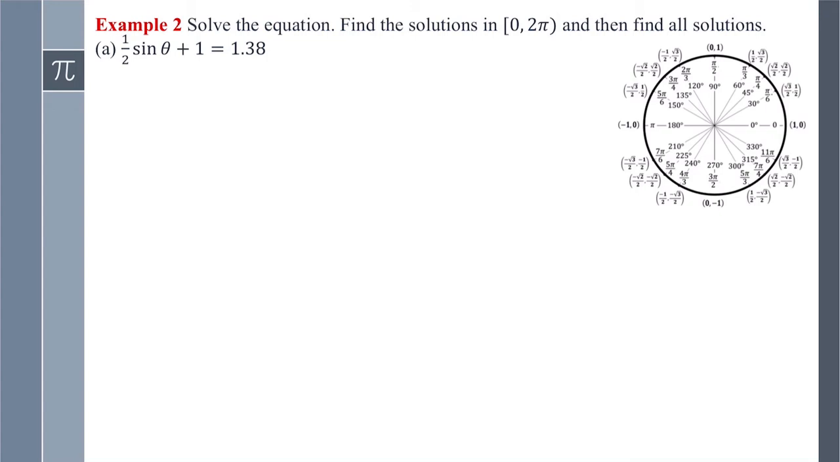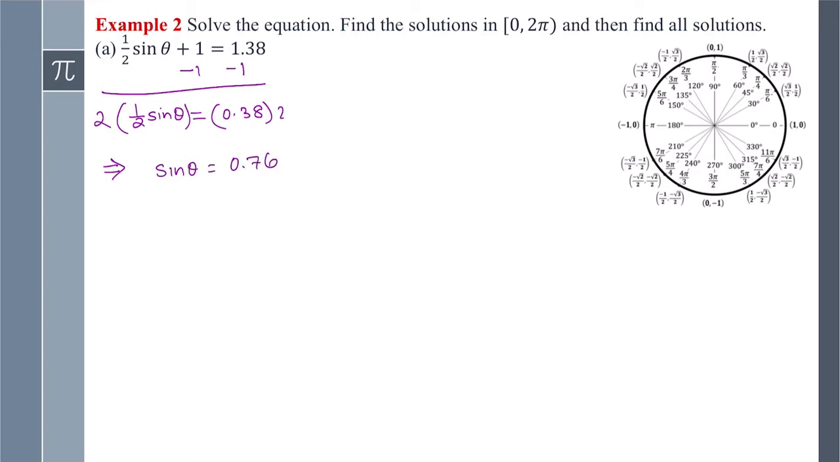So now here let's do the same thing. Let's go ahead and solve this equation. First we are going to subtract 1, so minus 1 minus 1. That gives us 1/2 sine theta equals 0.38. Now we'll multiply by 2 on both sides to get rid of that 1/2. So that gives us sine theta equals 0.38 times 2, which is 0.76.